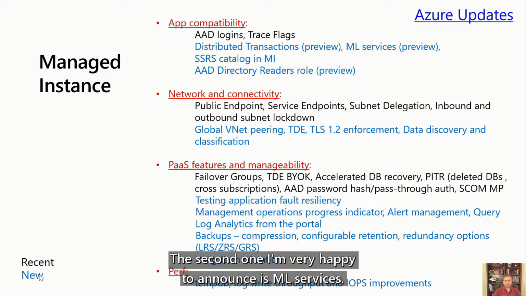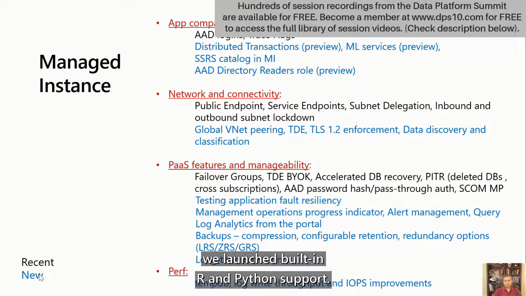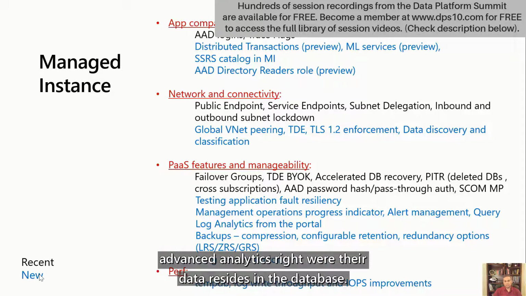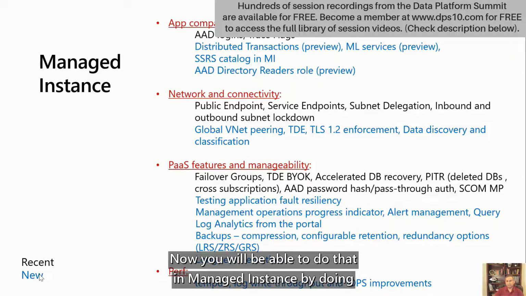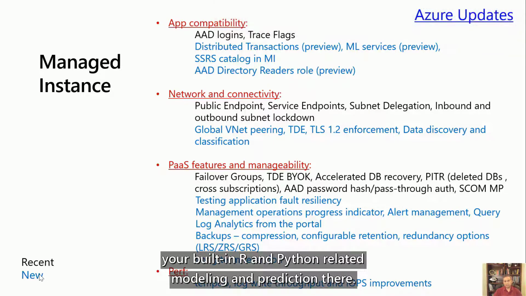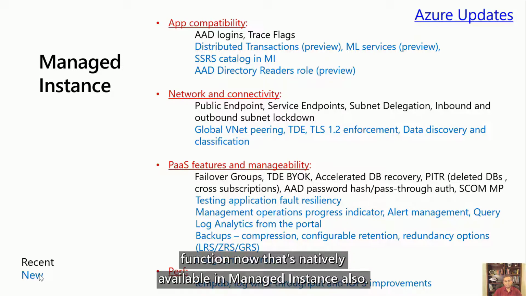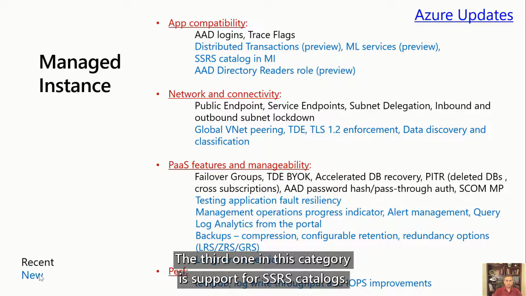The second one I want to announce, very happy to announce, is ML Services. As you know, in SQL 2017 and 2019, we launched built-in R and Python support. A lot of customers love it because they can do advanced analytics right where their data resides in the database. Now you will be able to do that in managed instance by doing your built-in R and Python modeling and prediction there. You also remember the T-SQL PREDICT function; now that's natively available in managed instance also.